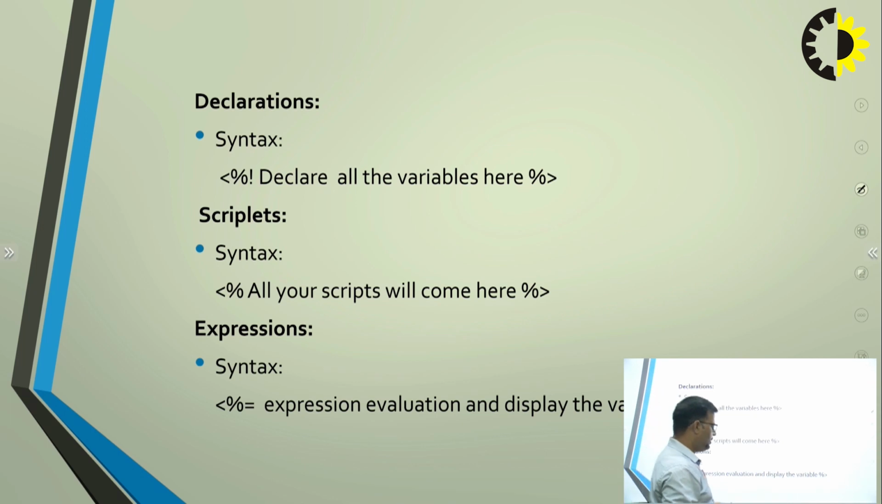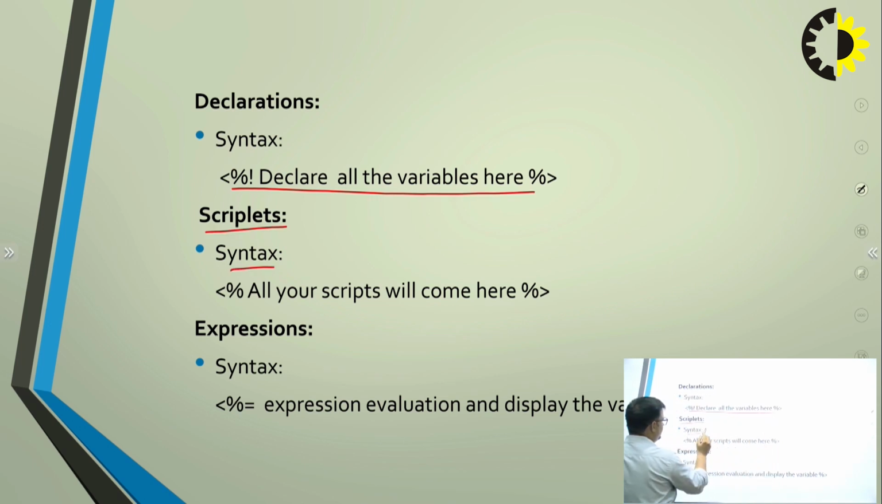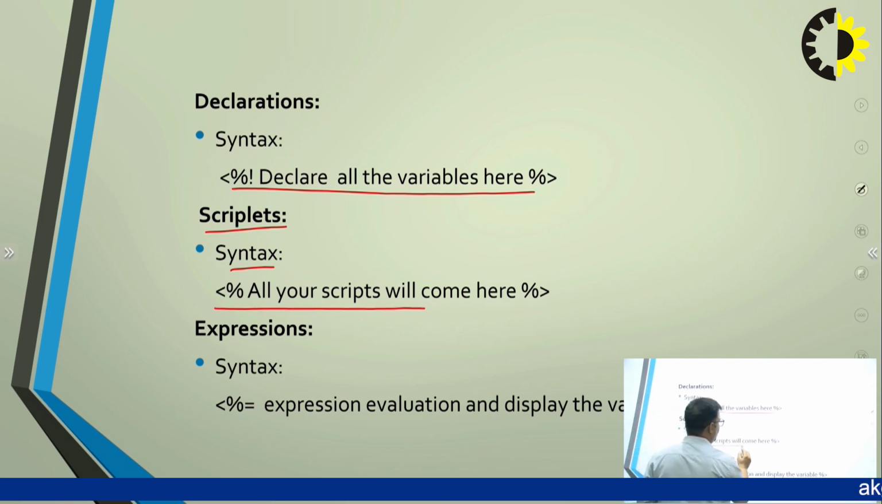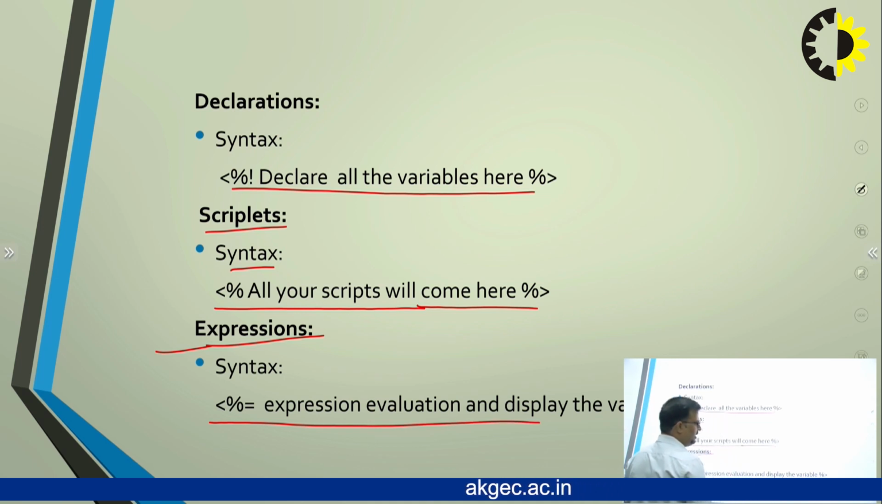Then declaration. What is the declaration? The declaration syntax is <%! %>, where we declare all the variables. Scriptlets: the syntax is <% your script will come here %>. Then the expression syntax is <%= expression %>, which evaluates and displays the variable.